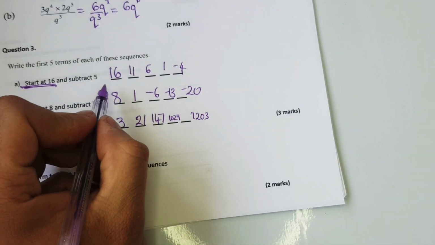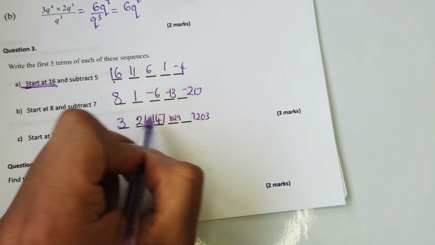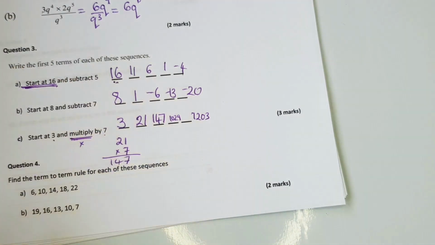If you got one of them wrong, you'll lose a mark each. And like I said before, if you say, for instance, you didn't start at 16, you started at 11, you can get all the marks, but you'll only lose 1 mark for making that first initial mistake.